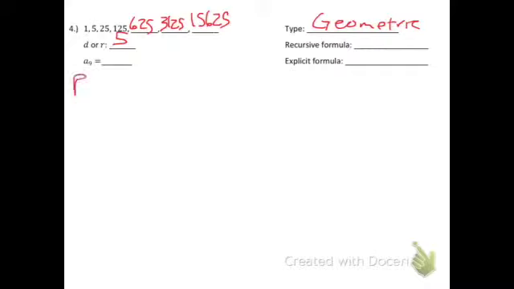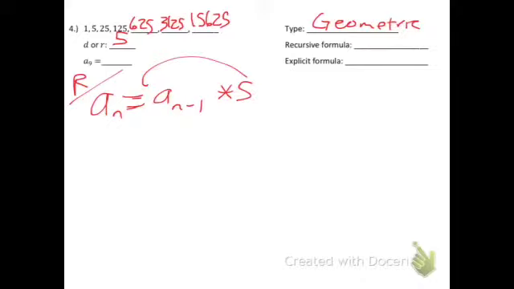And now we're going to do the recursive function. Remember, it's geometric, so you got a little bit of a different form. But remember, a sub n equals a sub n minus 1 times 5. And I could just put the 5 in front if I want. And that's the kind that shows up on your paper, your notes. A sub 1 is your first number, 1.